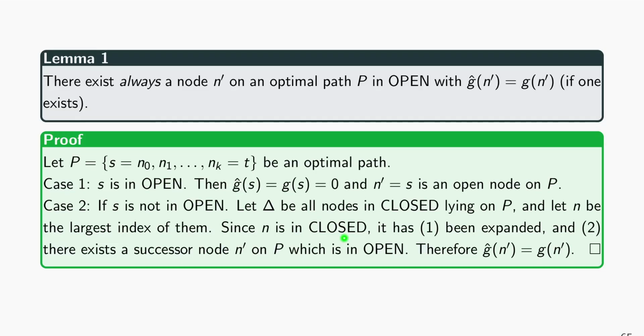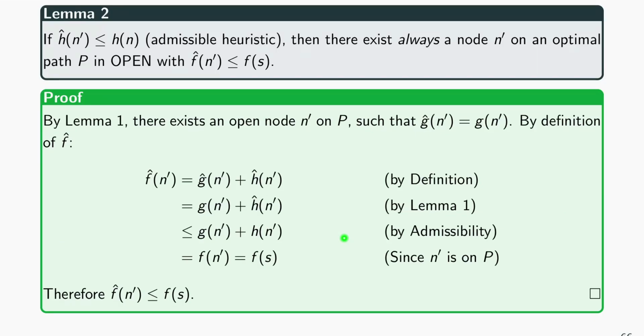All right. The second one is, I think, a little bit easier. So now we take into account our heuristic functions. The first one was really just about the g-score, right, which we can directly observe. Now we have to use the admissibility of our heuristic function. And we want to show that there's always a node that is in open that also has an f value that is a correct lower bound.